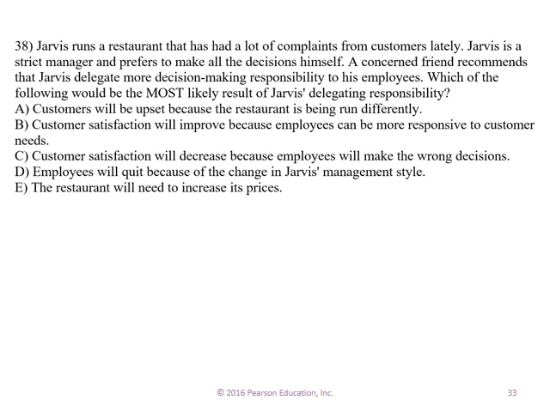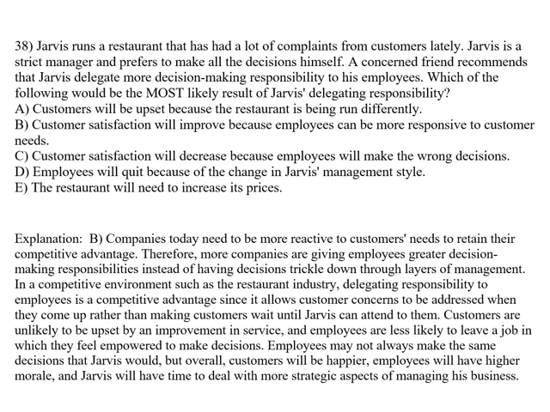The restaurant will need to increase its prices. Why? It may be able to decrease the prices because we're getting more satisfied customers coming in, right? So the answer here is clearly what? Clearly B, customer satisfaction we think will improve because our employees are taking more personal ownership. They care more about what they're doing in their job. And as a result, they're doing a better job, right? And the customers are more satisfied.